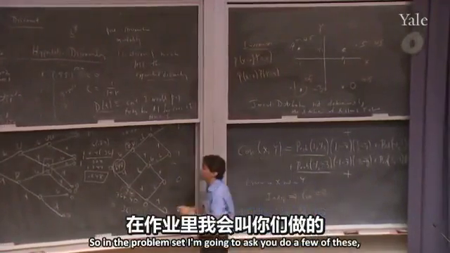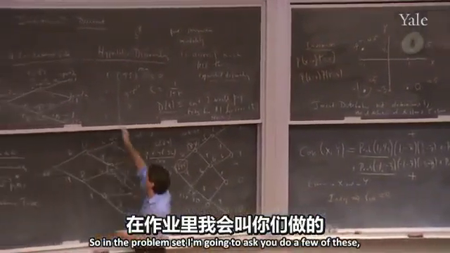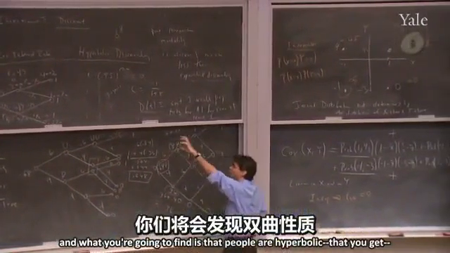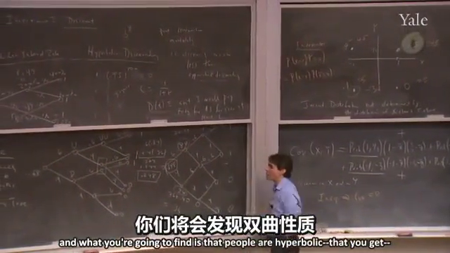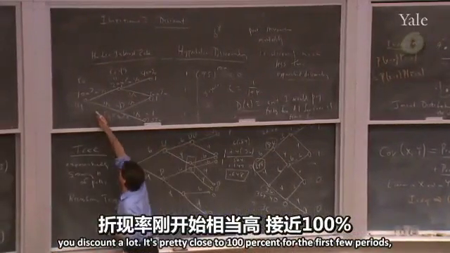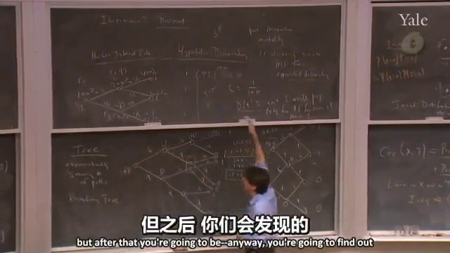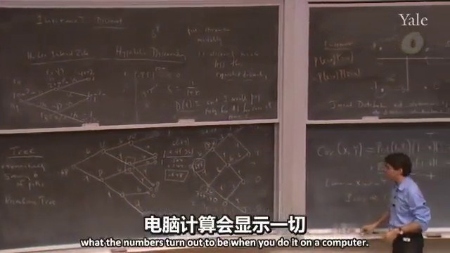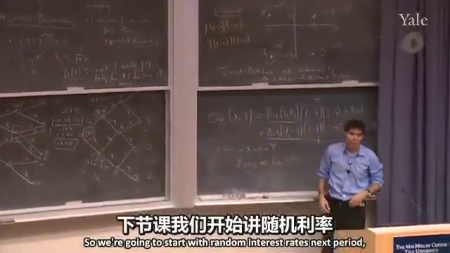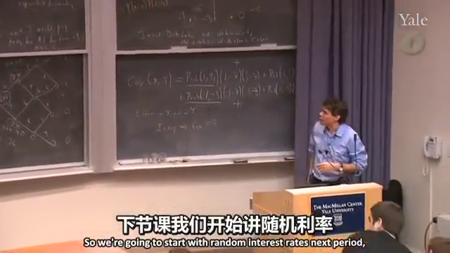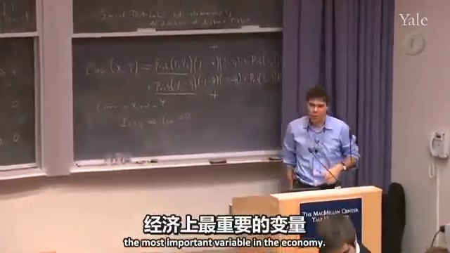So in the problem set, I'm going to ask you to do a few of these, and what you're going to find is that people are hyperbolic, that you discount a lot. Like, it's pretty close to 100% for the first few periods, but after that, you're going to find out what the numbers turn out to be when you do it in a computer. Okay, so we're going to start with random interest rates next period, the most important variable in the economy.